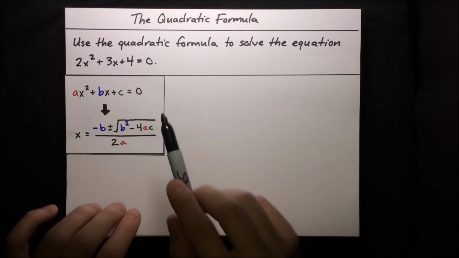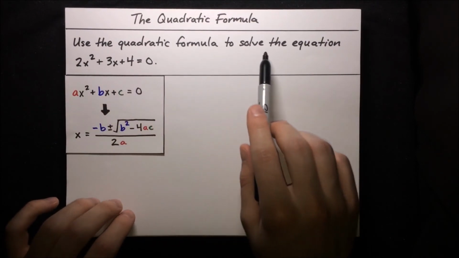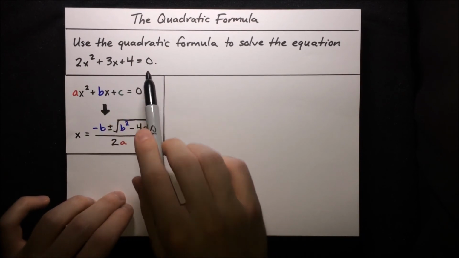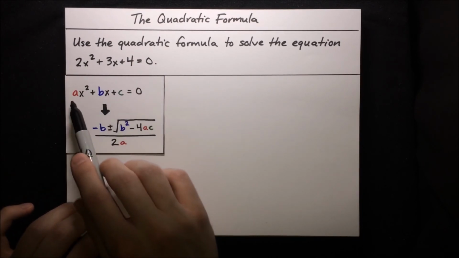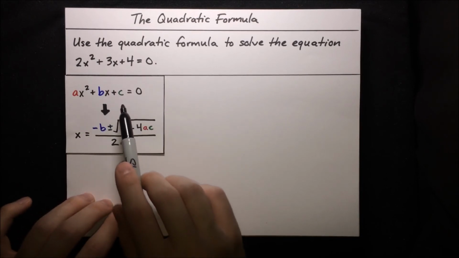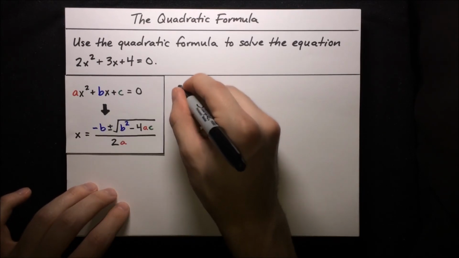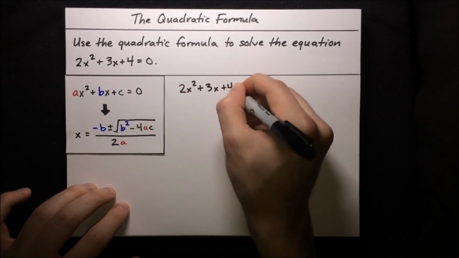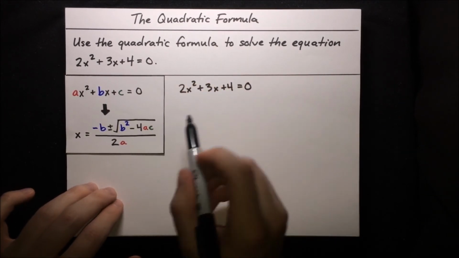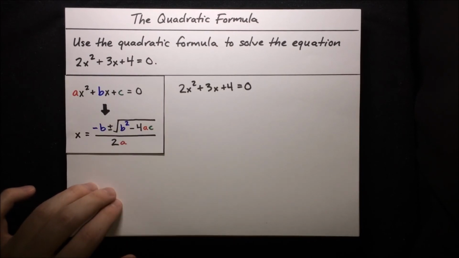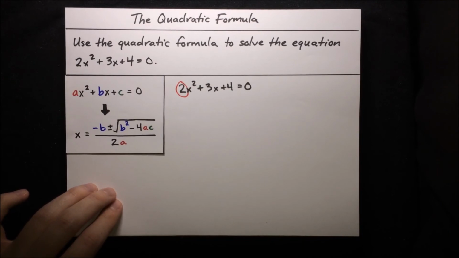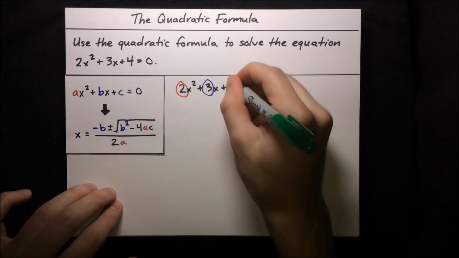Alright, so here's our final example. Use the quadratic formula to solve the equation 2x squared plus 3x plus 4 equals 0. And you'll notice that's already in the standard form ax squared plus bx plus c equals 0 that we want. So let's just write it down again. 2x squared plus 3x plus 4 equals 0. And immediately we can identify what our a, b, and c are. A is just 2, b is just 3, and c is just 4.